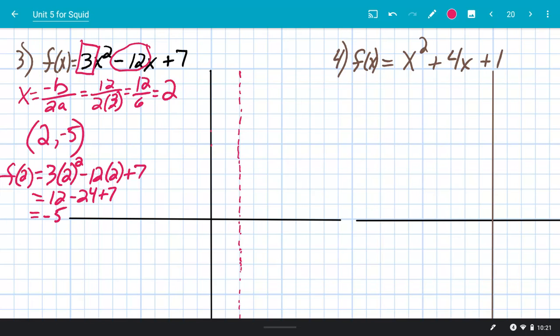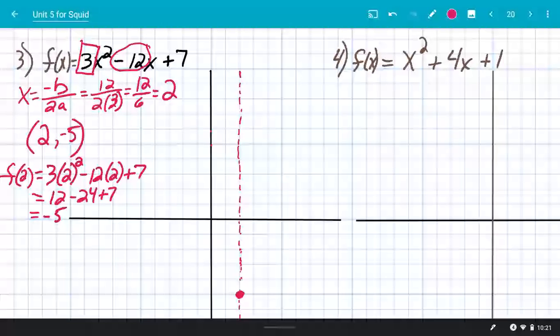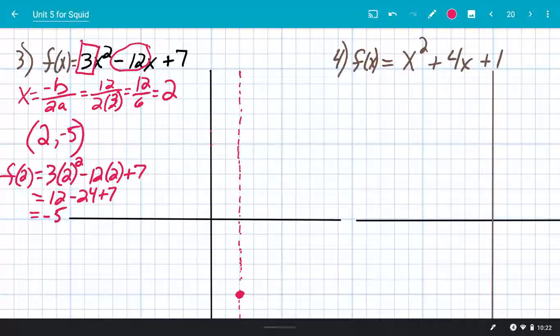1, 2, 3, 4, 5. There's my vertex. I'm going to go ahead and just use the simple stuff. I hope that's okay. So what should I use now that I have my vertex? My a value, my leading coefficient. What is my leading coefficient? It is 3. It's right here, 3. So from the vertex, I'm going to go up 3, 1, 2, 3, and over 1. Up 3 and over 1.